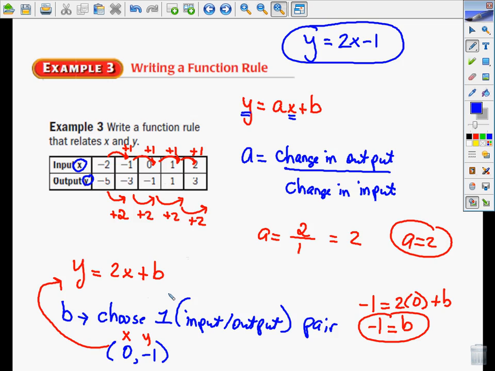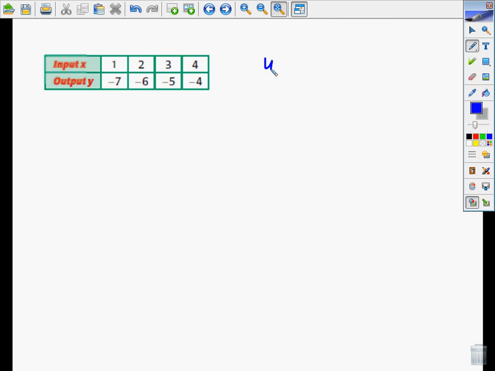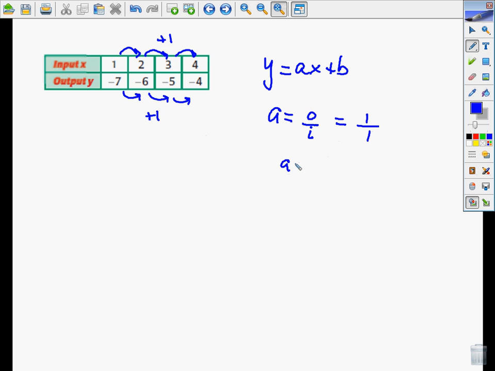Let's do another one of these examples. So I know y equals ax plus b, and I need to find my a. It's the change in the output over the change in the input. I'm just going to call those O and I. My input looks like it changes everything by +1. My output is changing also by +1. So this one's pretty easy. I've got a 1 over 1, so a just equals 1. Now I have y equals 1x plus b.